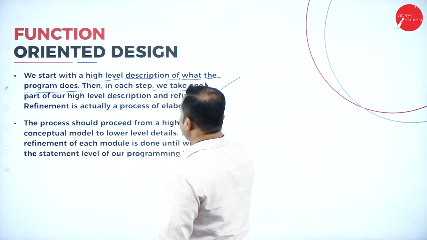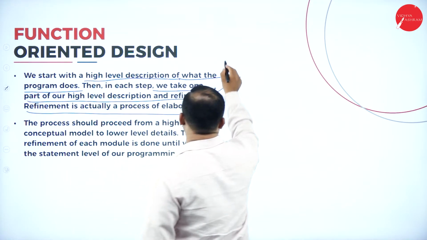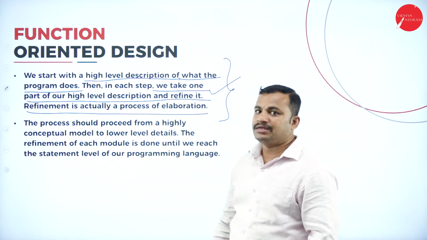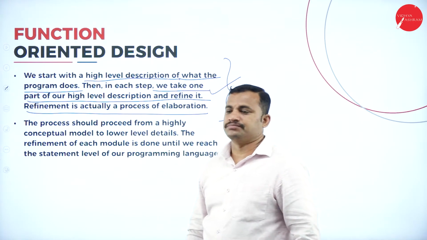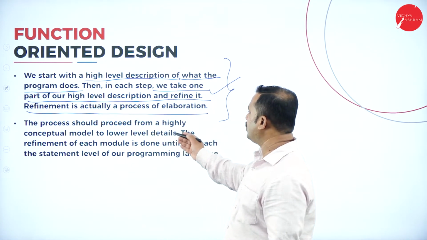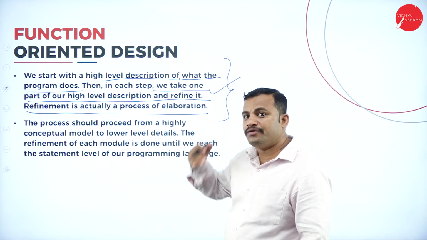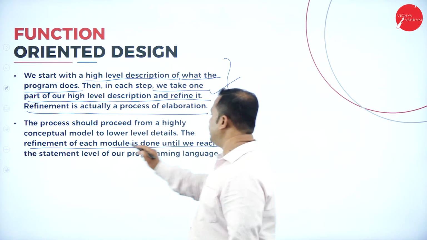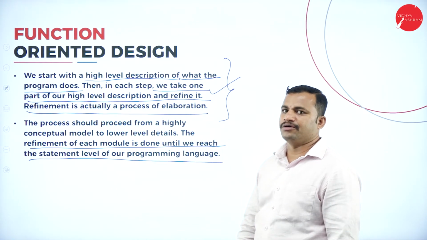Then at each step we take one part of our high-level description and refine it. Refinement is actually a process of elaboration. That means expansion of the refinement is done to incorporate the necessary changes required in a new system. Then the process should proceed from a highly conceptual model to lower level details. That means from the high-level description to the low-level conceptual model. That means the refinement of each module is done until we reach the statement level of our programming language. That is the meaning of that.